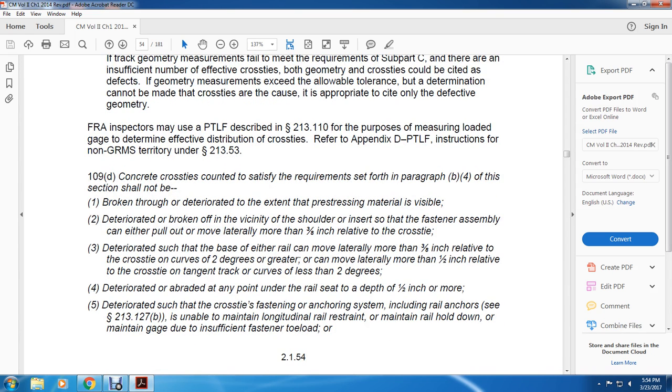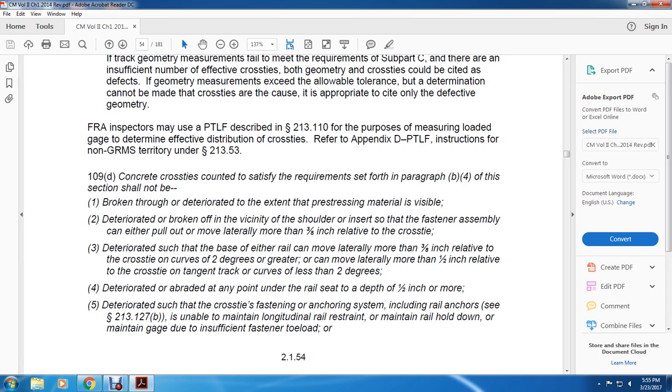109D: concrete cross ties counted to satisfy the requirements set forth in paragraph B4, but this section shall not be broken through, or deteriorated to the extent the pre-stressing materials are visible. Deteriorated or broken off in the vicinity of the shoulder insert, with the fastener assembly able to pull out or move laterally more than 3/8 of an inch relative to the cross tie. Deteriorated such that the base of either rail can move laterally more than 3/8 of an inch relative to the cross tie, in curves of 2 degrees or greater, or more than 1/2 inch relative to the cross tie in curves less than 2 degrees. Deteriorated or abraded at any point under the rail seat to a depth of 1/2 inch or more.